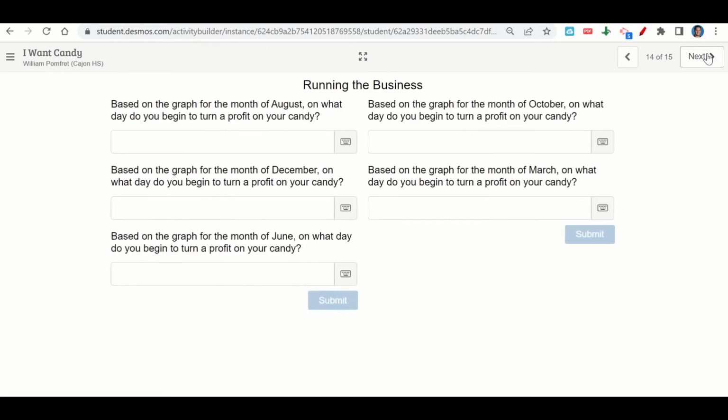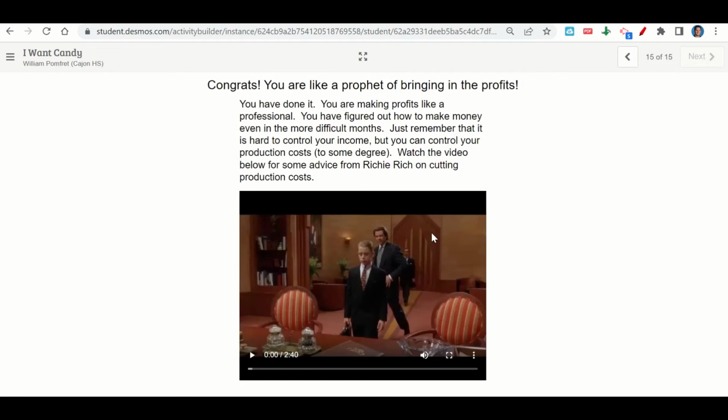And then when we get to slide 14, it says, based on the graph for the month of August, on what day do you begin to turn a profit on your candy? Well, we said it was 8.4 days. So you'll do that for each of these and state how long it takes you to turn a profit for each of these months. And then we'll click next. There's a video here for you to watch. You are now the king of candy. So you'll watch this clip from Richie Rich.